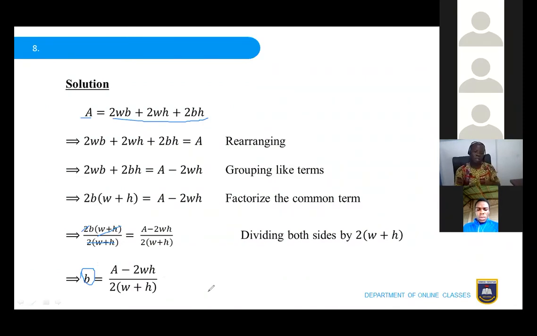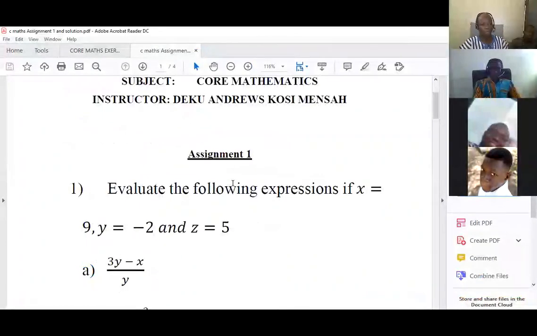Problem? So yes, all the answers you provided were correct. You are to evaluate the following expressions, if x equals 9, y equals negative 2, and z equals 5.